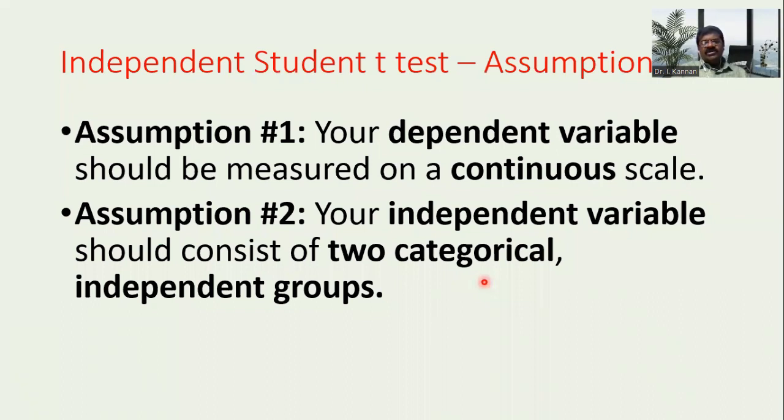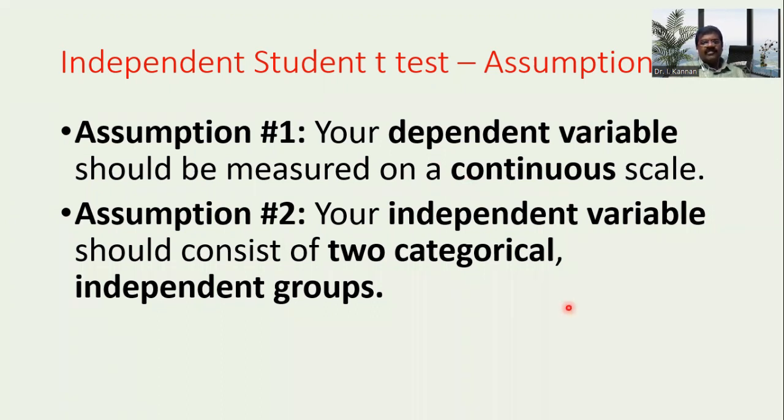For the independent student t-test, what are the assumptions? What are all the things you have to check to find out whether the independent student t-test should be selected for your research design? First, your dependent variable should be measured on a continuous scale. You have identified that you have two variables, independent and dependent. The dependent variable should be on a continuous scale, and your independent variable should be categorical data having only two categories.